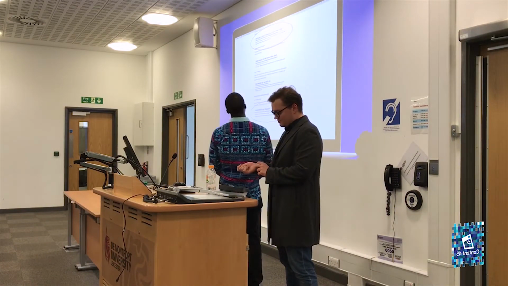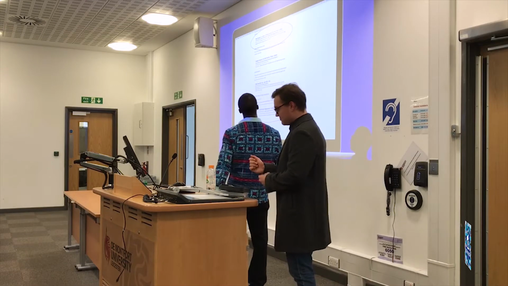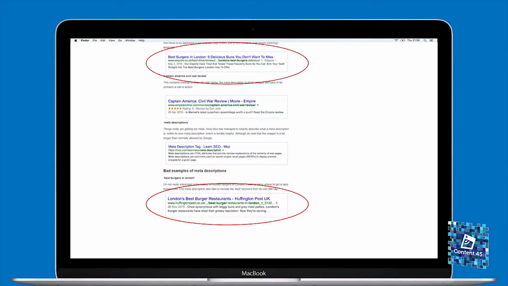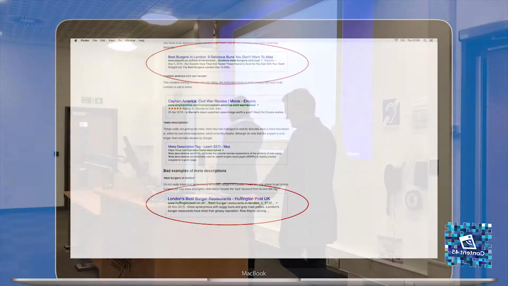Now, when it comes to this example, if we look at the first part, it says here: best burgers in London, 9 delicious ways you don't want to miss. Now, that's an example of good SEO.